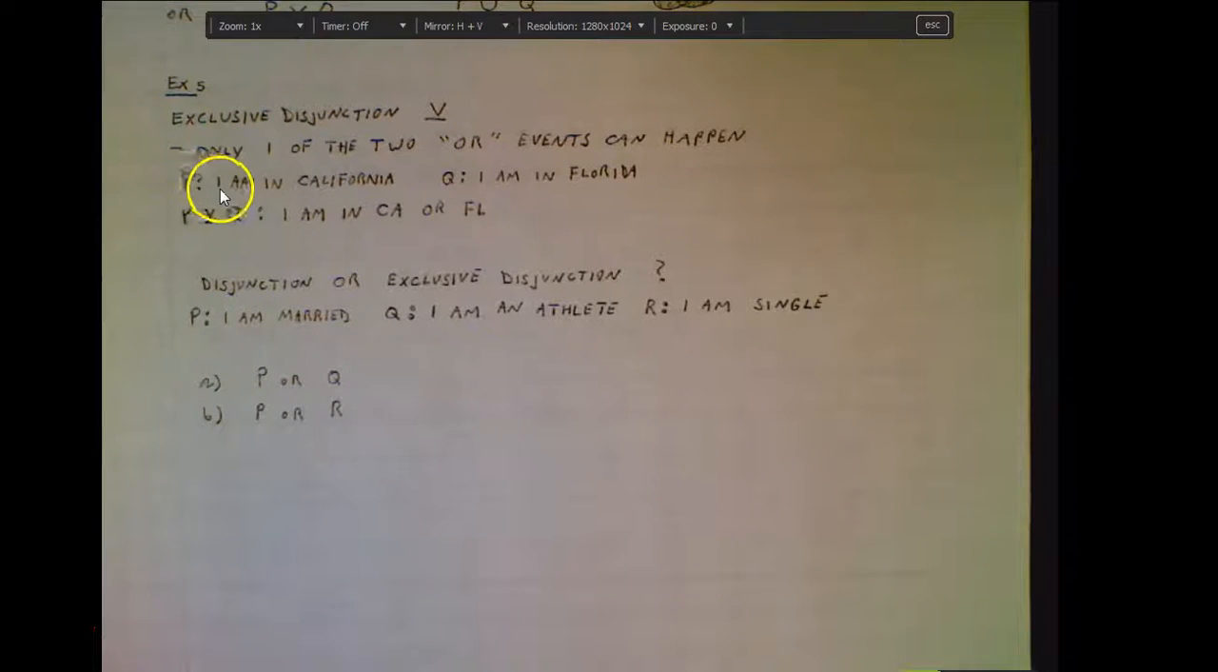So let me give you these two statements. If the first proposition says I am in California and the second one says I am in Florida, well, notice if I combine those with the word or, only one of those statements could be true. If I were to say I am in California or I'm in Florida, only one of those could possibly be true. If I were to tell you that they're both true, you would say that my statement is false. And so when we get into exclusive disjunction, only one of them could be true in order for the entire statement to be true. Let me quickly show you the table on that.